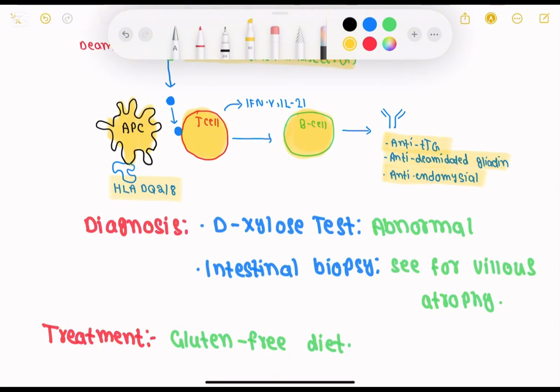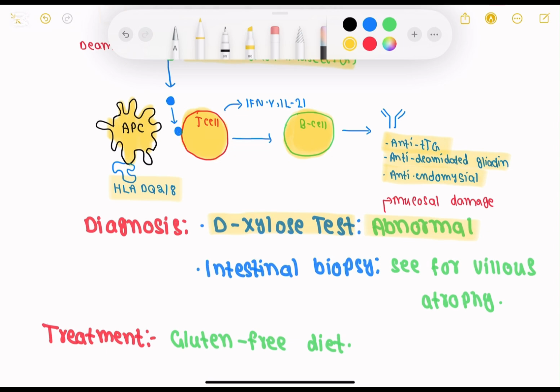Then let's come to diagnosis. The D-xylose test is usually abnormal, and this occurs when there is intestinal problem, mucosal damage. We know that in celiac disease we have mucosal damage. D-xylose is a simple sugar that is normally absorbed, and in mucosal damage the level of D-xylose in urine is decreased. Usually we give 25 gram of D-xylose and then check blood and urine levels. If the levels are decreased, this means there is an intestinal problem, because absorption of D-xylose is disturbed.